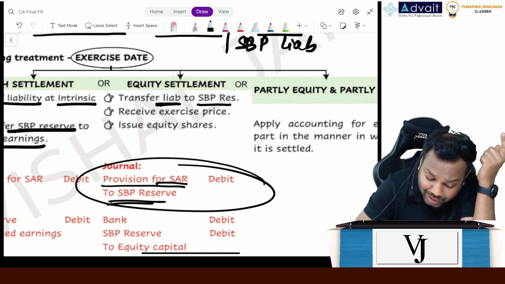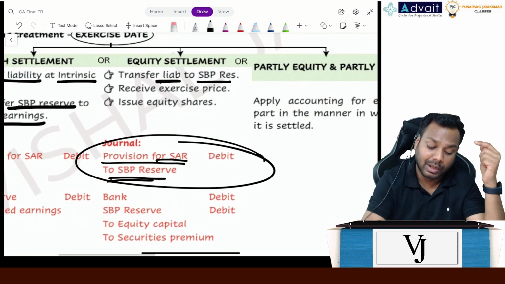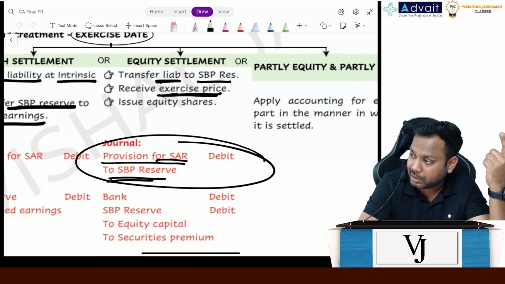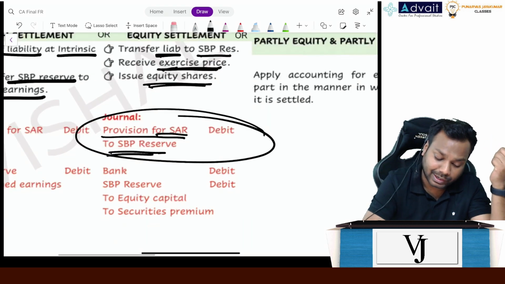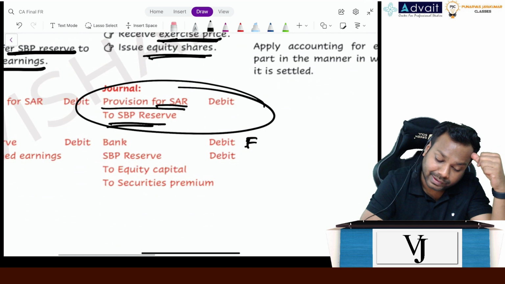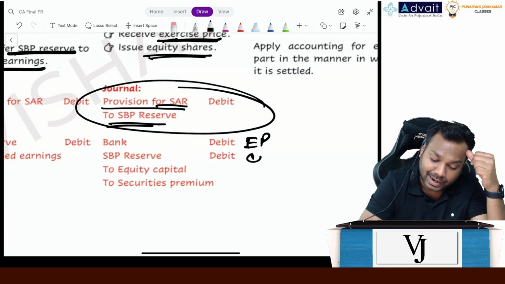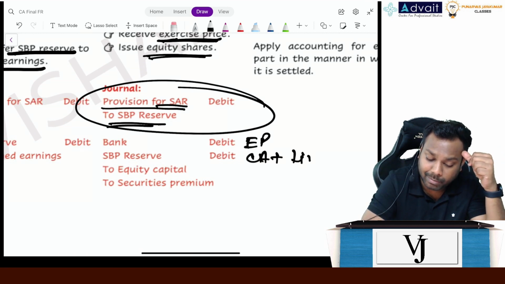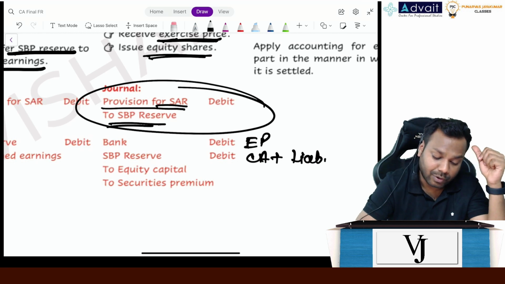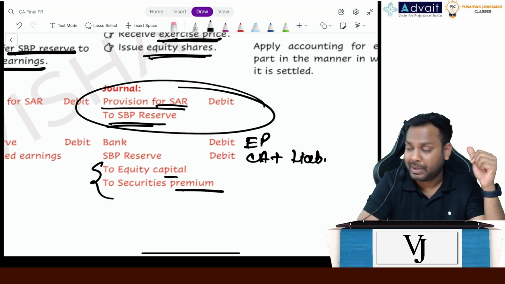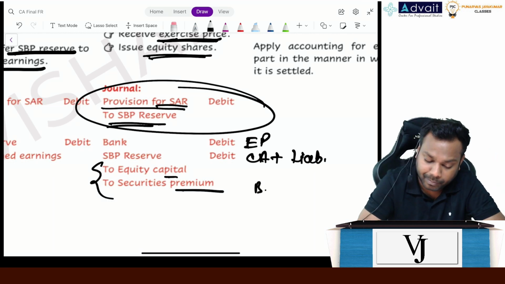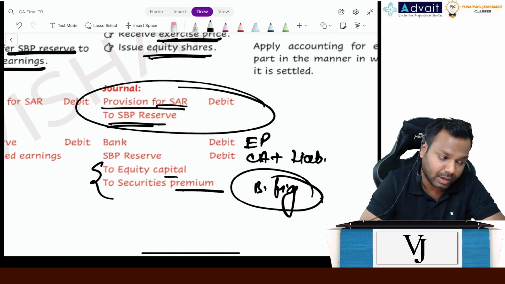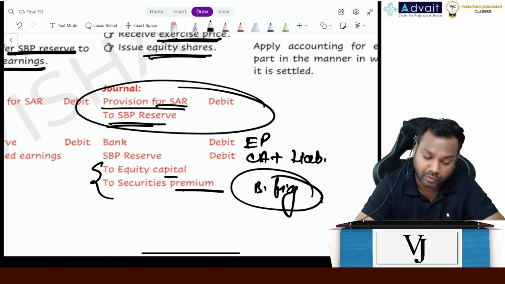Now from this reserve, which I've transferred here, I will receive the exercise price from the employees, and then I'll issue the equity shares. Bank account debit for exercise price, SBP reserve the carrying amount plus the liability amount, right? Now from there, I will issue the equity capital and the premium. The differential is the premium. Is it clear, everyone? Wonderful.